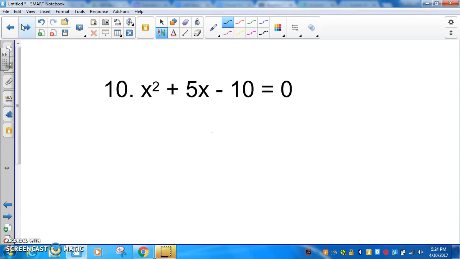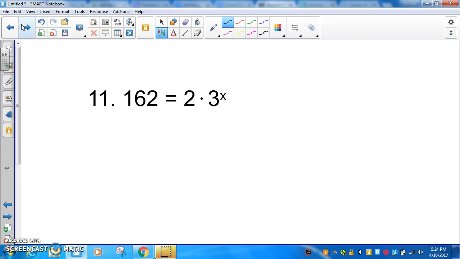Number 10, on the other hand, is not factorable. If you want to solve this, yes, you need to use the quadratic formula. Alternatively, you can graph it and look at the x-intercepts. Your choice there. You can go to Desmos.com and try to graph this, but I would recommend using the quadratic formula for that.